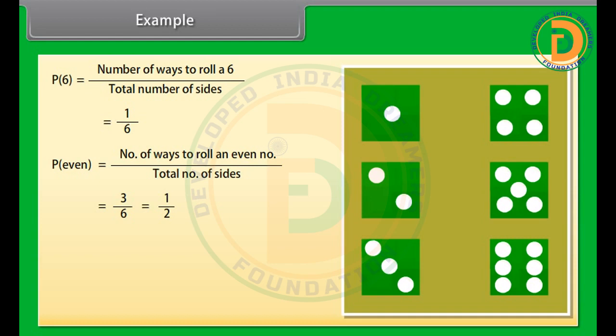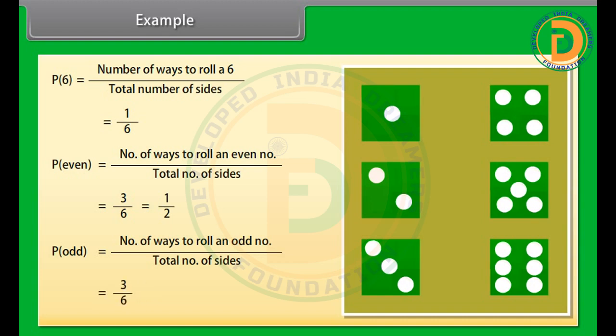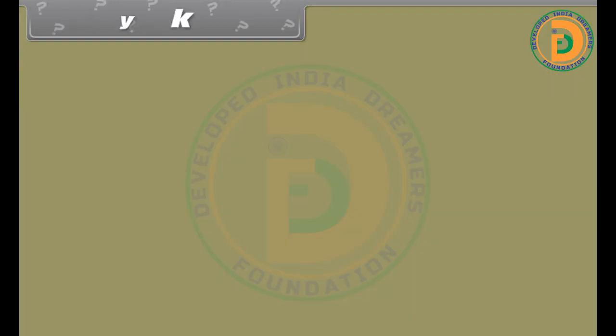And the number of ways to roll an odd number is 3, so the probability is P(odd) is equal to number of ways to roll an odd number upon total number of sides, which is equal to 3 upon 6, which is 1 upon 2.